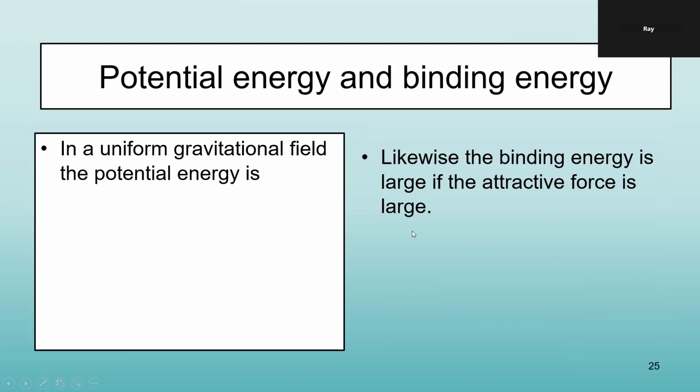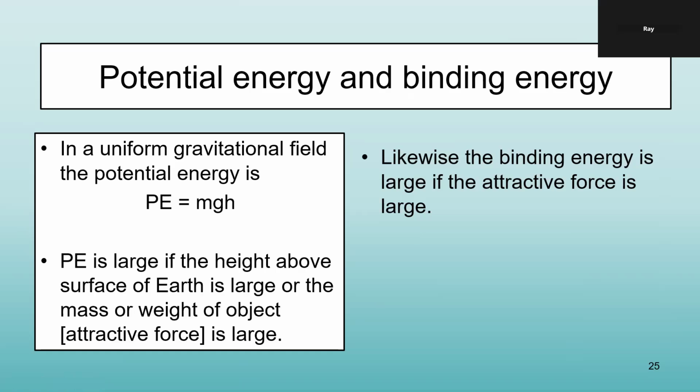Right? In a uniform gravitational field, the potential energy is PE = mgh. PE is large if the height above the surface is large, or the mass or the weight of the object is large. Right? So potential energy is large if the height is large or the mass is large.